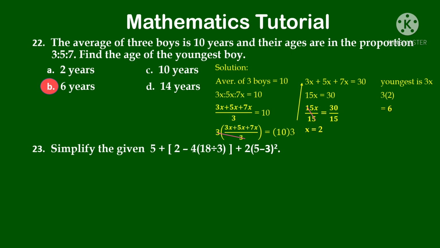Number 23, simplify the given. So we have here multiple operations: 5 plus bracket of 2 minus 4 quantity 18 divided by 3 plus 2 quantity 5 minus 3 raised to the power of 2. A, B, C, D. Dito naman, napaka-common itong problem na to na lumalabas sa mga entrance examination.